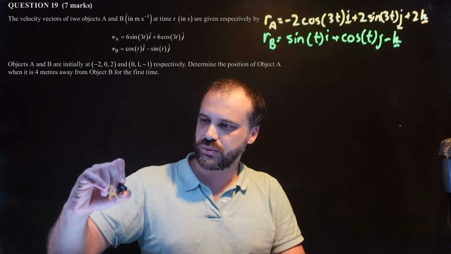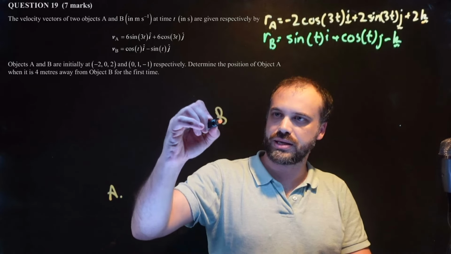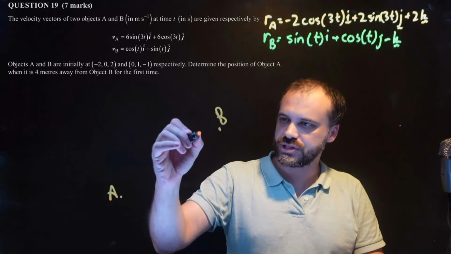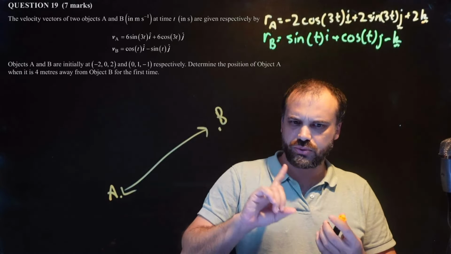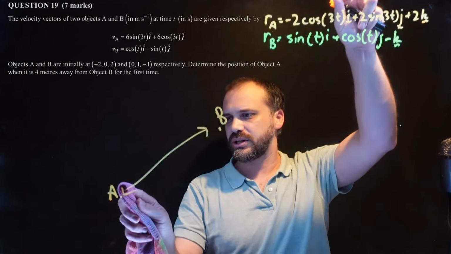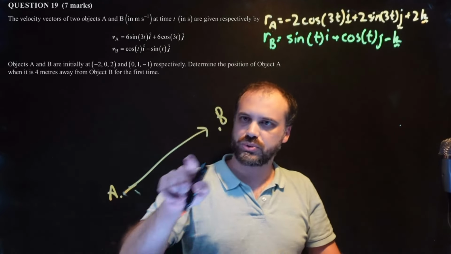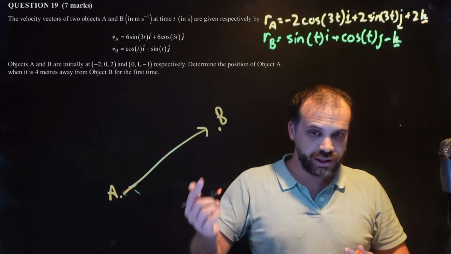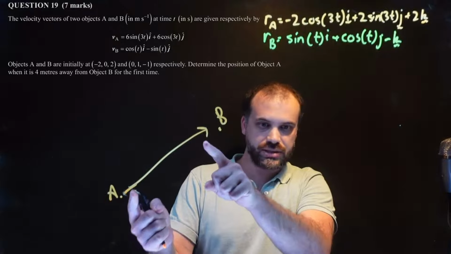So drawing a picture, we've got object A here, and that's moving somewhere. We've got object B here. We're very interested in the distance between these two objects. So actually, let's draw it a little more like this. What I'm really interested in is a vector function that describes this arrow.